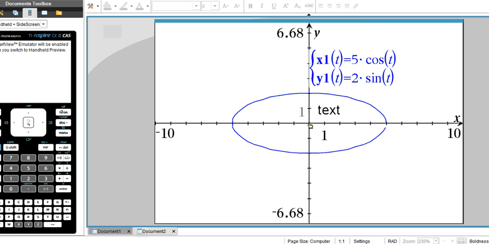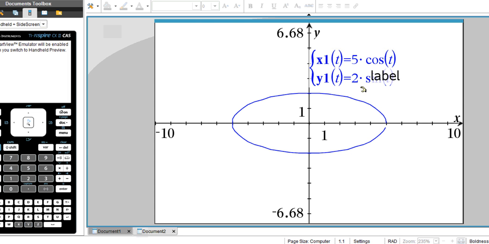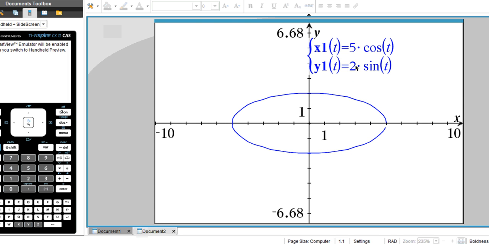It looks like the distance from the center to the furthest x value is 5, and it looks like the distance from the center to the furthest y value up is 2. So it appears that the 5 and the 2 determine the lengths of the semi-major and semi-minor axes. But it's an ellipse, and it's centered at the origin, and we know how to draw it with the technology.